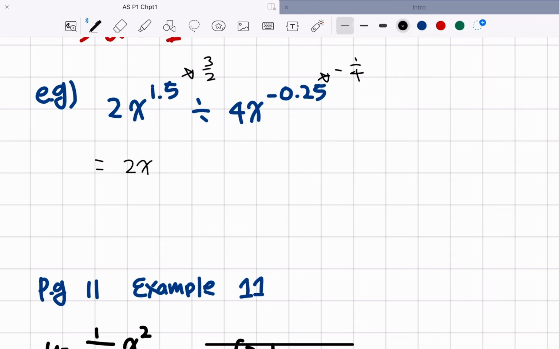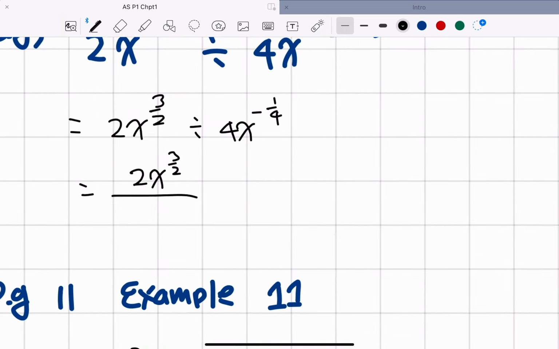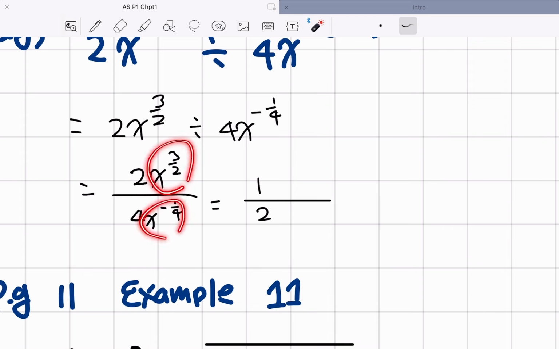So it's 2x to the power of 3 over 2 divided by 4x to the power of minus 1 over 4. And we know that we can move this one to the denominator side, right? So it's 2x to the power of 3 over 2 over 4x to the power of minus 1 over 4. And we can simplify the numbers. So it should be 1 over 2, right? So 2 on the denominator side, and just 1. And we can also simplify this variable, x.